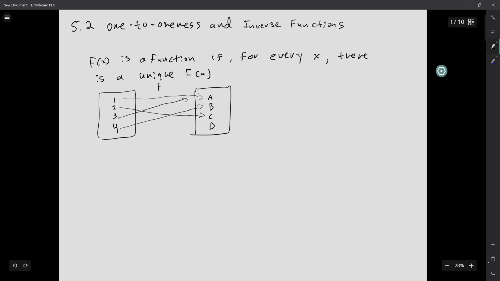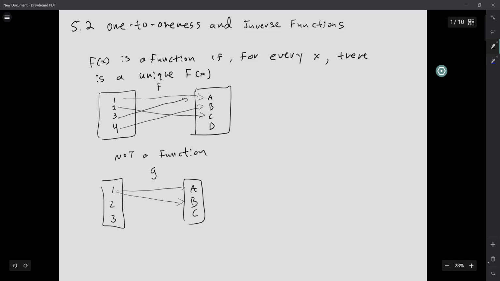What's not allowed, so we'll say not a function, make this one smaller, 1, 2, 3, A, B, C, we'll call this one G. What's not allowed is to have one number going to two places. So G is not a function because 1 has two outputs.